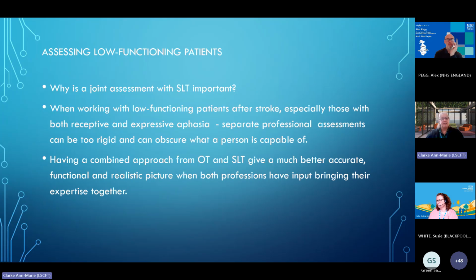So looking at assessing the lower functioning patients. Why is a joint assessment with SLT important? Individual professional assessments can be too rigid. We don't always want to strip things right back, taking environment and things like that out of context, because it can obscure what a person is capable of. Having that combined approach gives a much more accurate, functional and realistic picture when both professionals have input, bringing their expertise together.